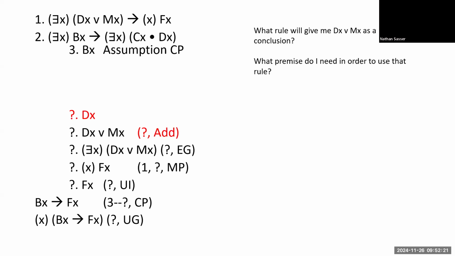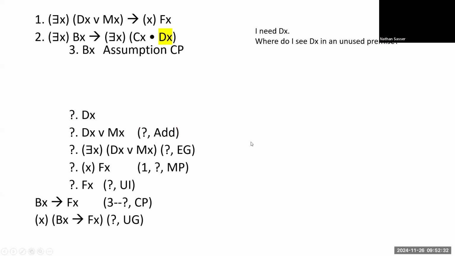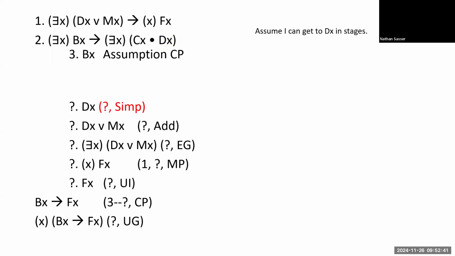Okay. So there we are. Now, where am I going to find Dx in the remaining premises? Look, I see it up here as part of the consequent of premise two. Okay, how am I going to get it out of there? Well, we're just going to go step by step and assume that somehow I'll be able to get it. So first of all, let's just assume somehow I'm going to be able to get this unquantified version so that I can use simplification to get Dx out of Cx and Dx.